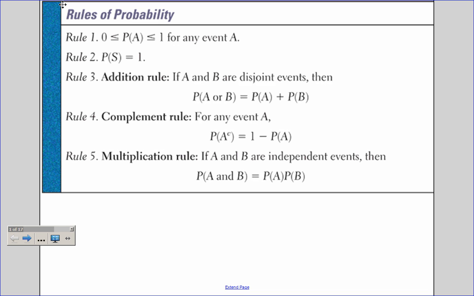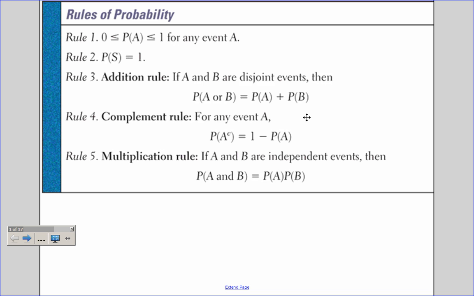We're going to start by going over the rules of probability that we learned earlier. The first one is that the probability of any event has to be between 0 and 1. The probability of the entire sample space will equal 1.